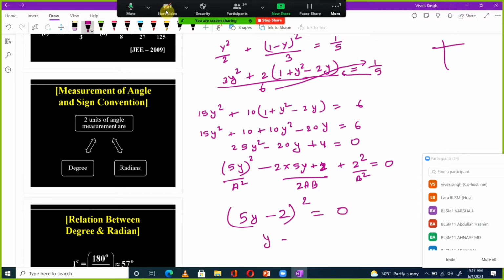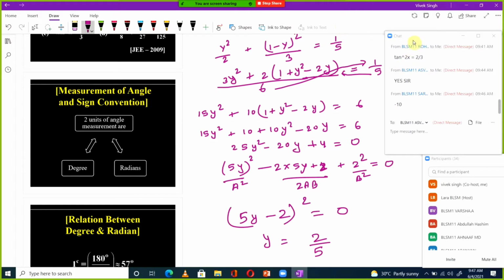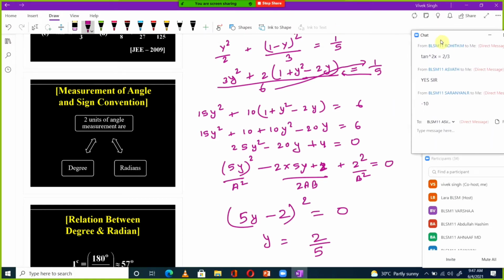So what will be your y value? y will be equal to 2 by 5. Is it clear or not? y will be equal to 2 by 5. Is this clear?